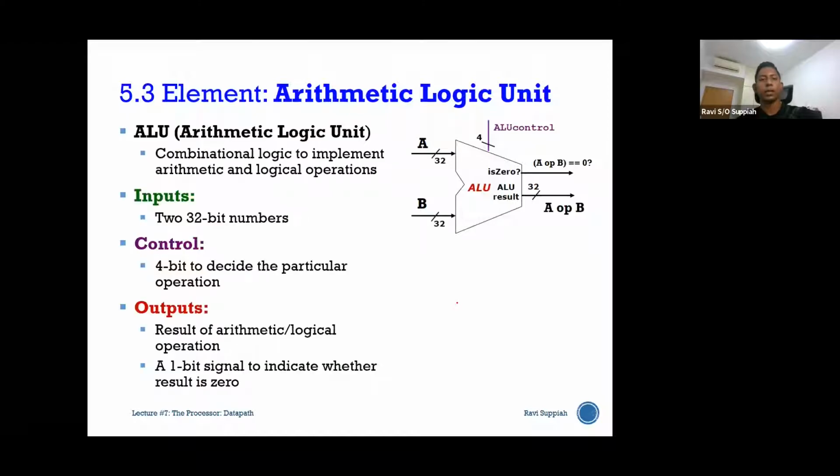So you have two 32-bit numbers, and at the same time you have ALU control. Again, this is part of the control unit, which we will cover in the next lecture. The control unit will provide us with the necessary control signals to ensure that the multiplexers, the ALU, and so on perform according to the instruction we are executing. So that is the idea here.